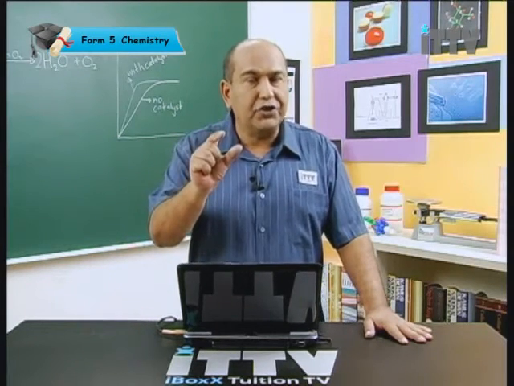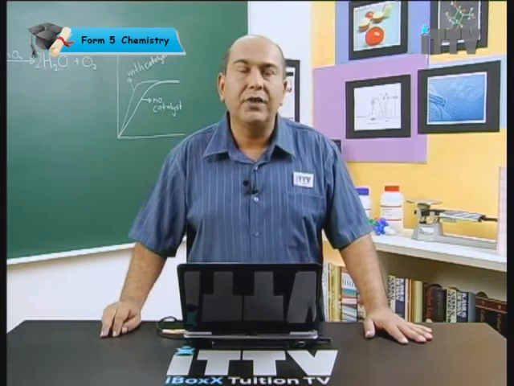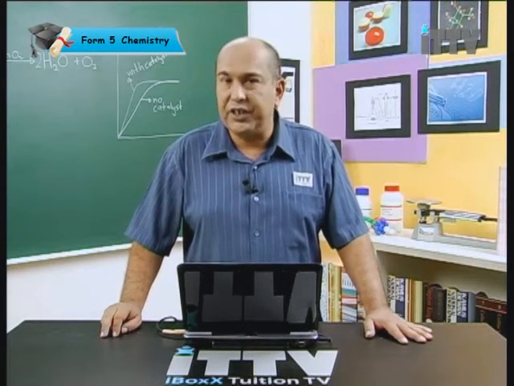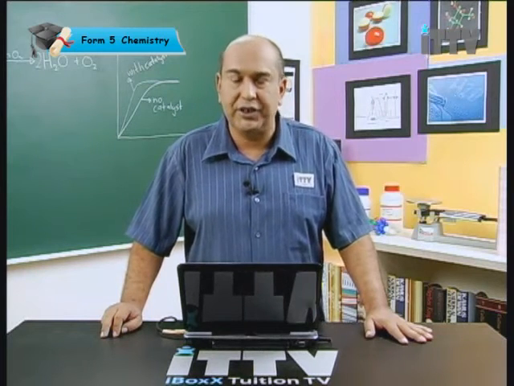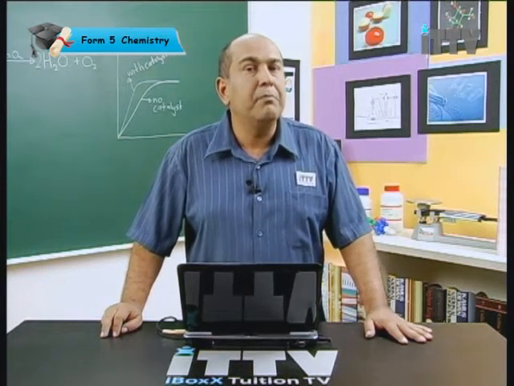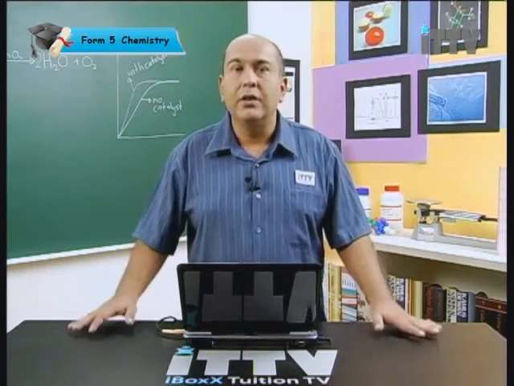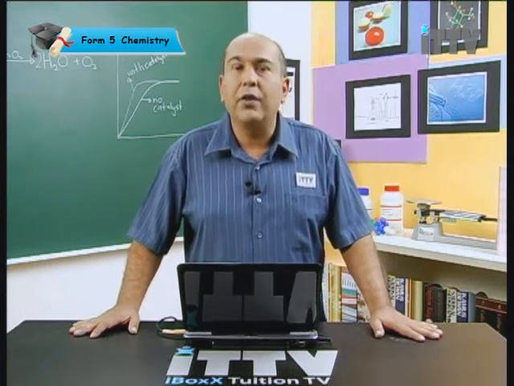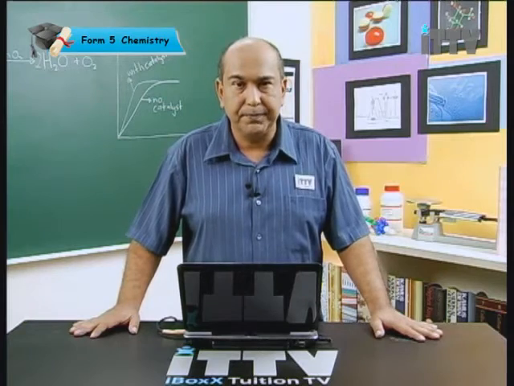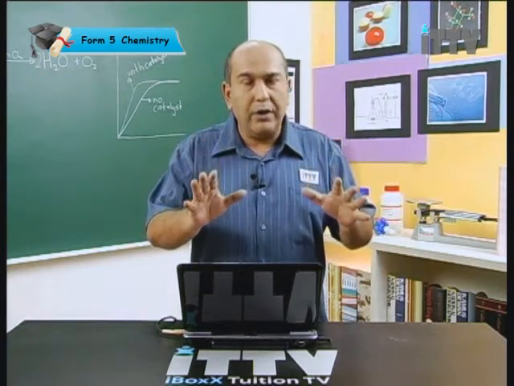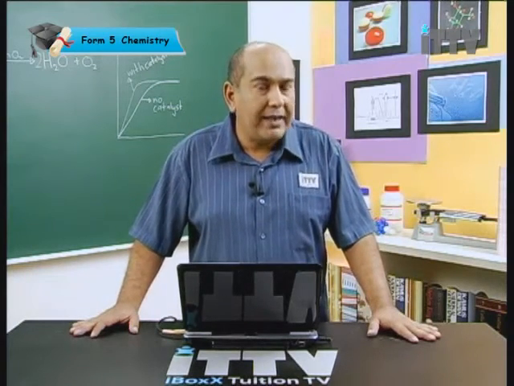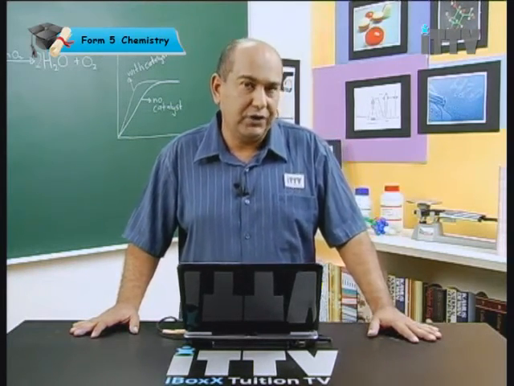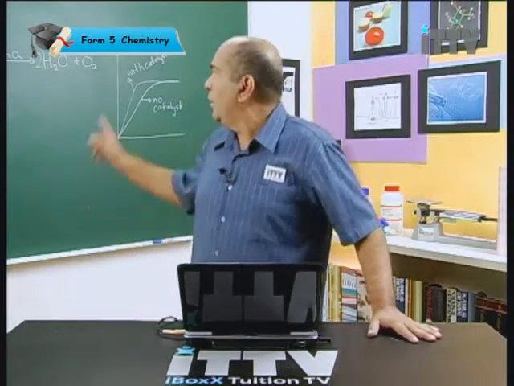And the effective collision is determined by two things. One, the amount of energy the colliding particles have, which is known as your activation energy. And secondly, they must collide in the correct way, which means they must have what we call the correct orientation. Let's go up to the board and try to understand these two concepts for getting an effective collision. But before we do that, we'll just clean the board up first.